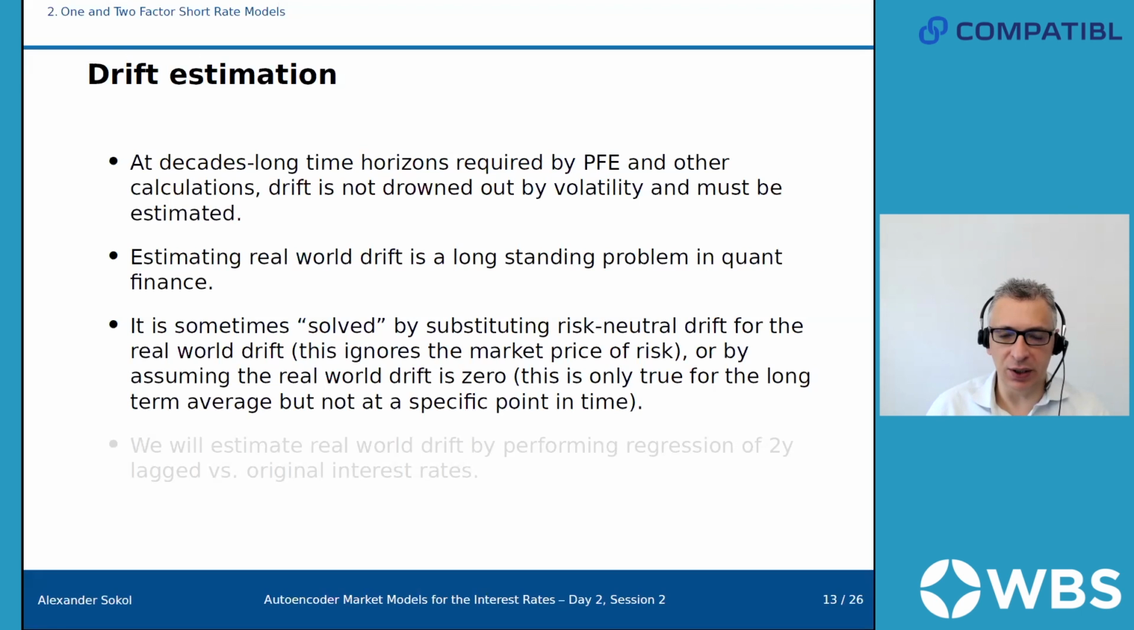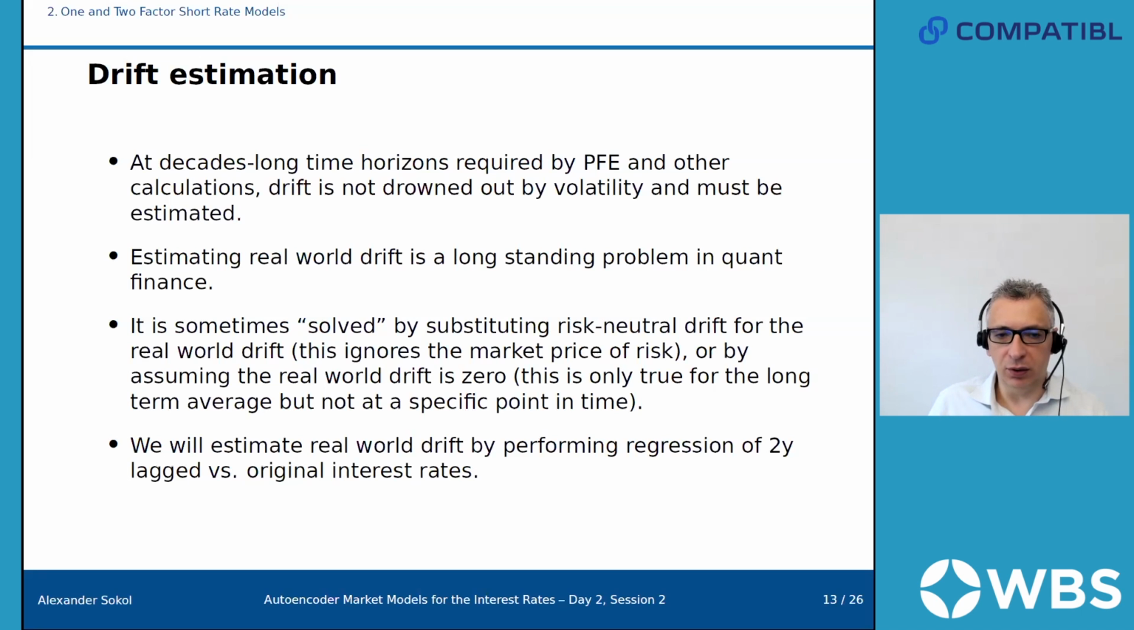If the rates are negative today, they can only go up, and mean reversion pulls them up, right? And eventually we'll escape. In fact, we already escaped. We're escaping right now the liquidity trap, right? If the rates are very high today, then of course they will come down eventually. So the real world drift has to be estimated, and it's definitely not zero. It's also different from the risk neutral drift. Using either of these would be a significant error.